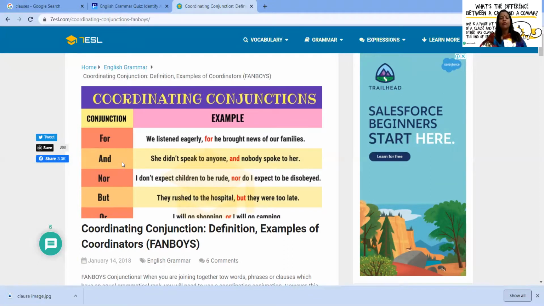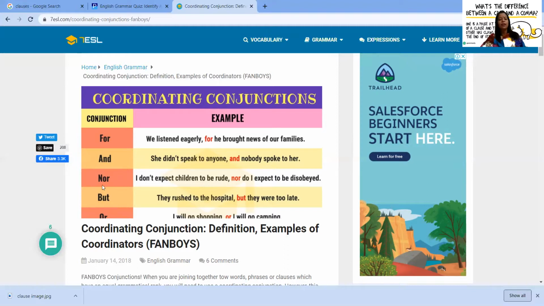Let's take a quick look at and. It's very simple. She didn't speak to anyone and nobody spoke to her. I can say the girl tried and succeeded in achieving her goals. So that is how and is used.